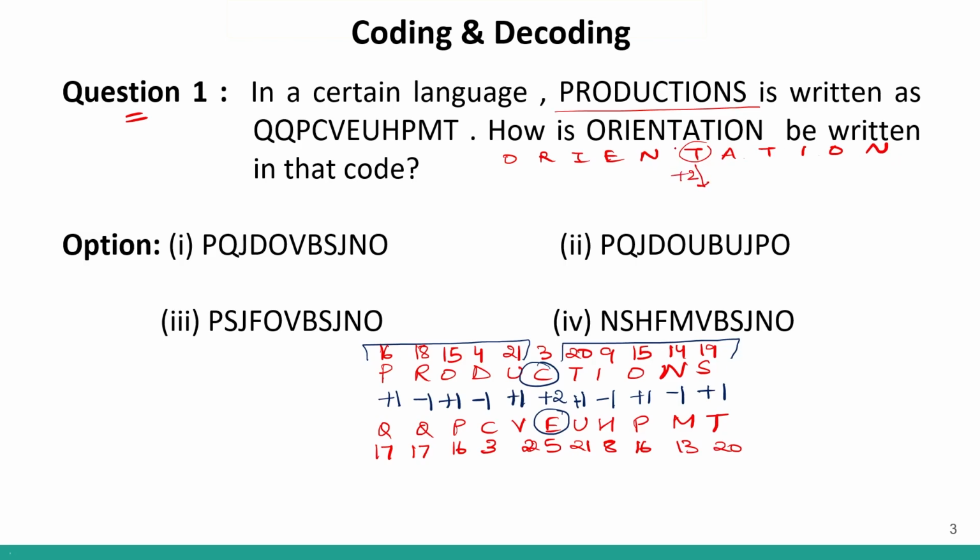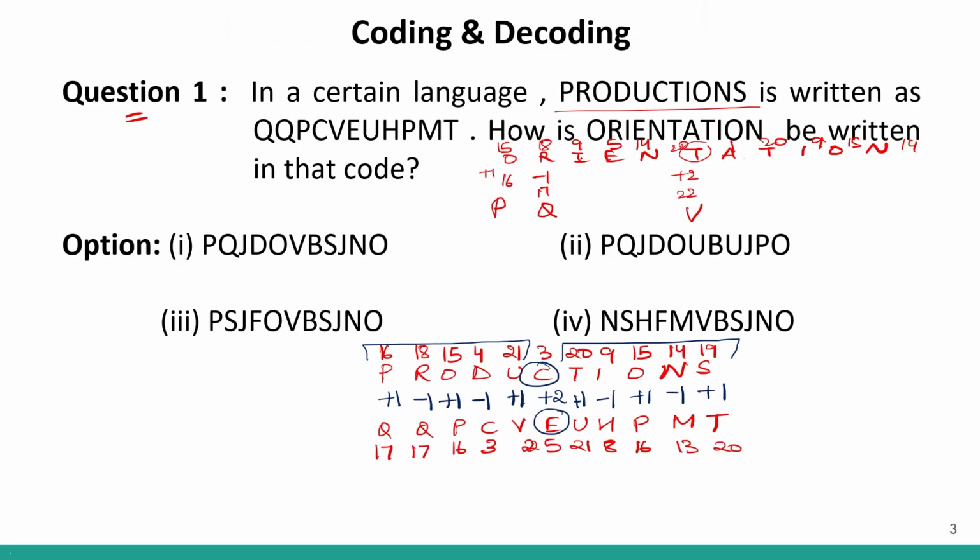So T plus 2, T is 20, plus 2 will be 22. 22 is what position? 22 is V. Okay. Now starting from O, we have 15, 18, 9, 5, 14. And over here we have 1, 20, 9, 15 and 14. So 15 we will go plus 1. Plus 1 that means 16th. 16th position we have B. Okay. 18 minus 1, 17. 17th position we have Q.